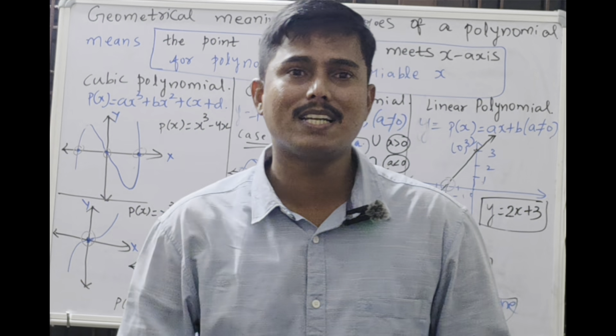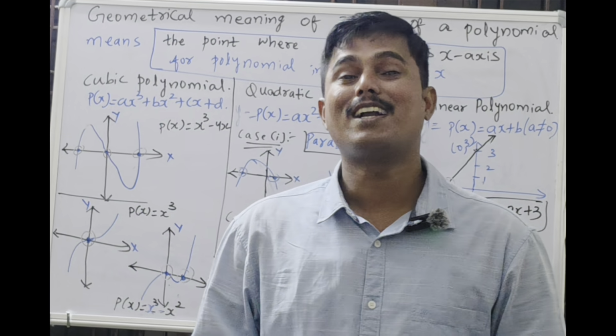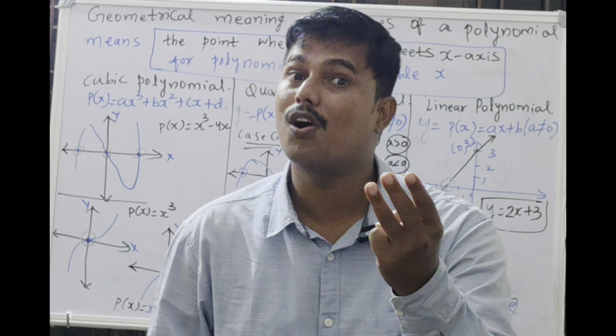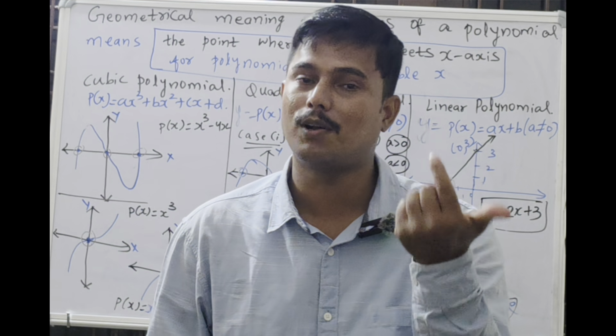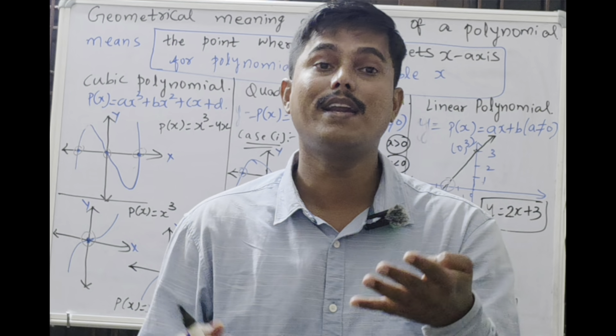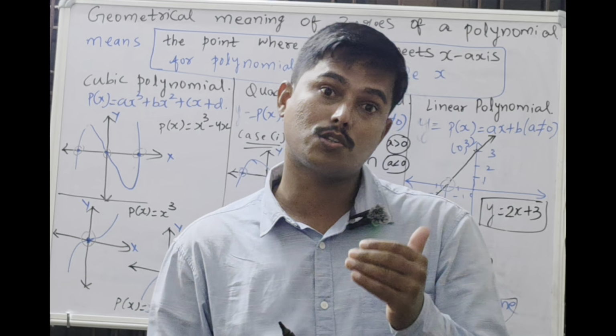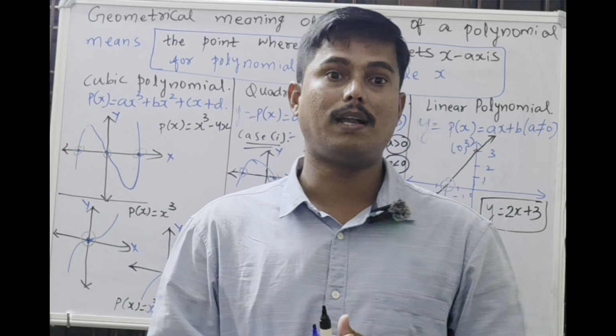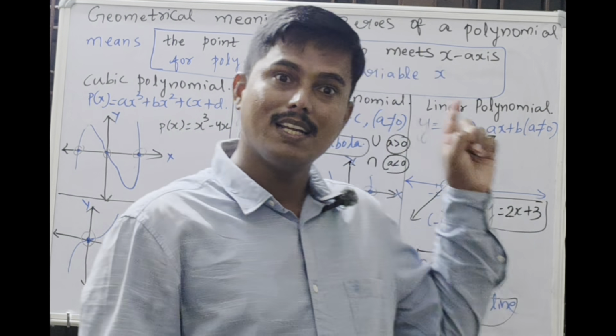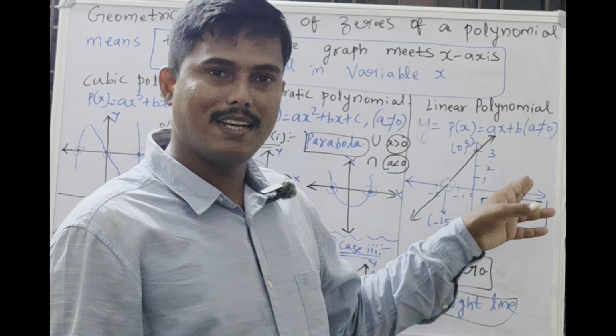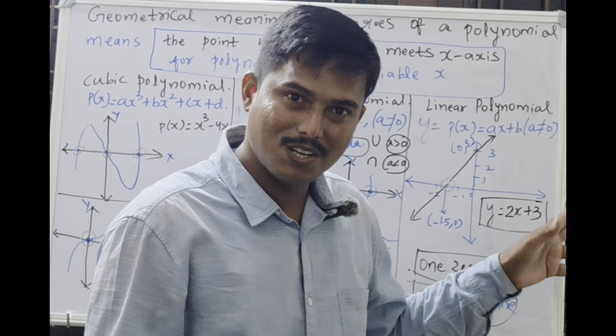So a cubic polynomial has at most how many zeros? At most 3 zeros. And at most means what? It may have 3 or 2 or 1 or no zeros. This concept we are also going to use in probability. Now degree 3, at most 3 zeros; degree 2, at most 2; degree 1 has only 1 zero.